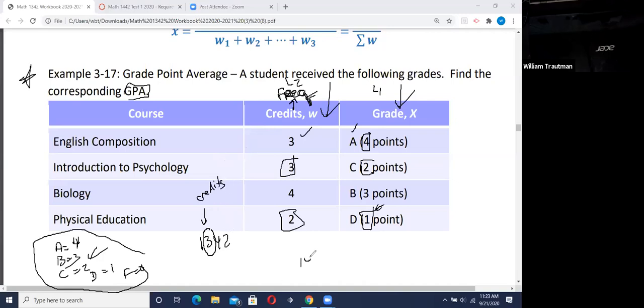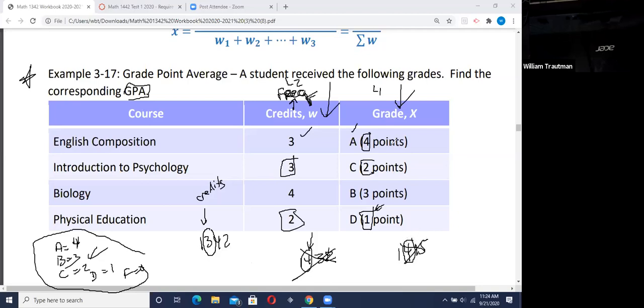This class used to be called 1432, where it used to be 4 credits. Now it's called 1342. It's only worth 3 credits. So if you have a class that starts off like 14, 15, like an English class or something like that, that's a 4 credit class.